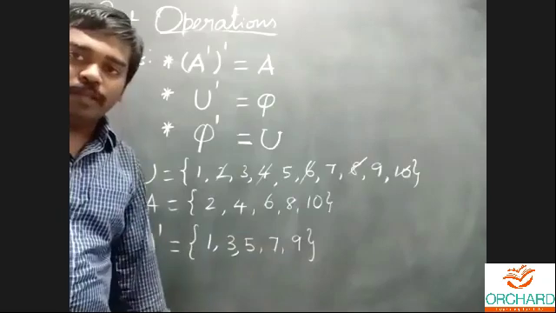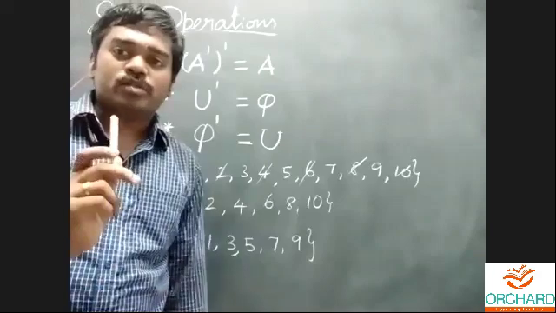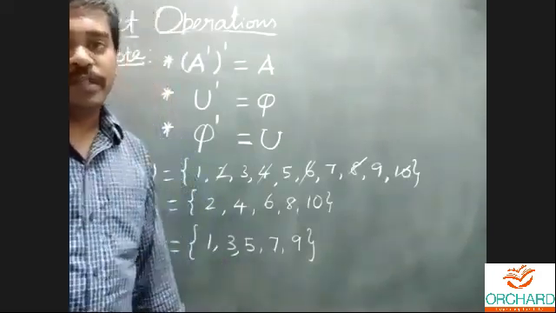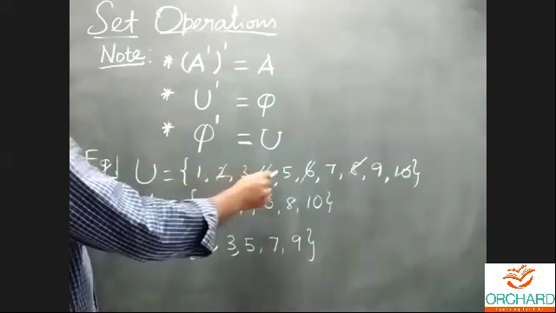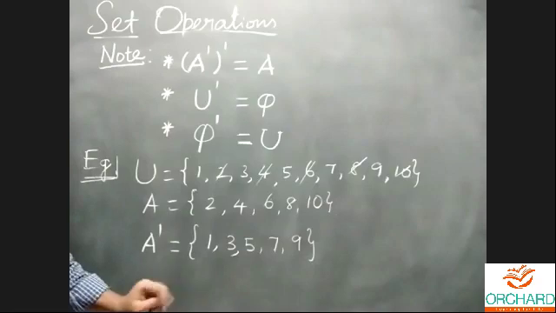Using pencil to strike out the elements. Hereafter, all the time, strike out the elements using only pencil. Then only you can easily understand the idea. Strike out 2, 4, 6, 8, 10, and you can write down the answer. This is your A dash.